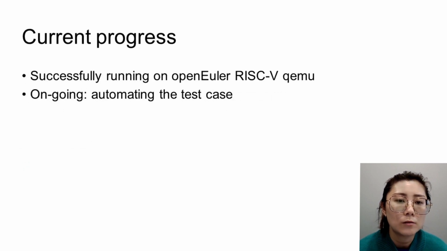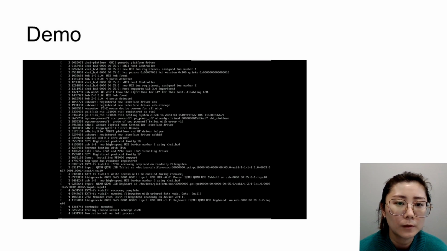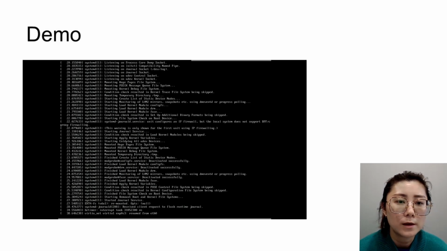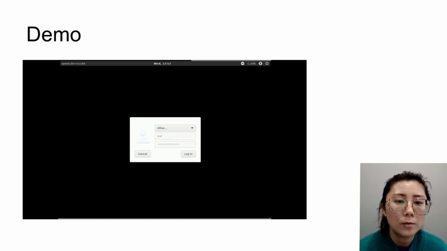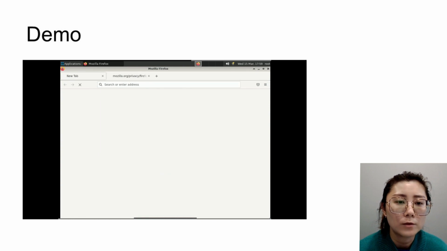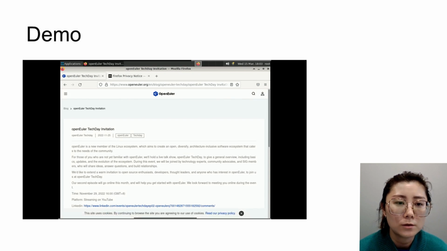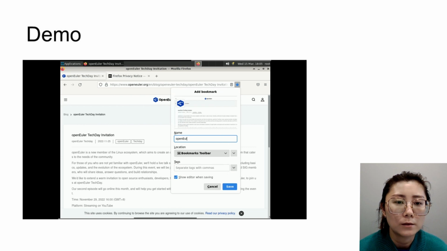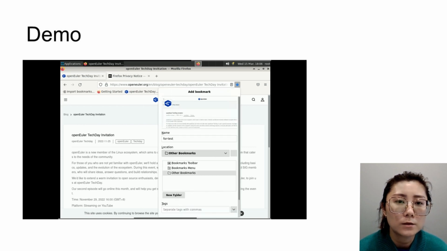Now let me introduce our achievement. We have successfully used openQA in the test of openEuler RISC-V with the QEMU backend. And we are working on automating test cases to improve our test efficiency. This is a demo. In this case, openQA creates an openEuler RISC-V QEMU to test the bookmark function on Firefox. Like this, we can test other desktop applications or trigger tests by command line, such as Mugen or any other test suites.